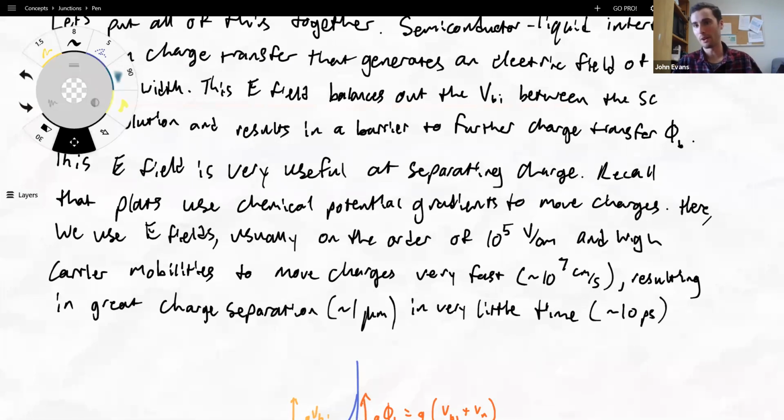So for our example here, you can get charge separation on the order of a micron, which is pretty good. It's very, very difficult for an electron and a hole to recombine at a distance of a micron in like 10 picoseconds, which is great. And not only that, because the electric field is a result of just what happens when you put your semiconductor in contact with your solution, it forms spontaneously and it stays there. So we don't have to worry about continuously putting in energy to keep that field up. It's just there.